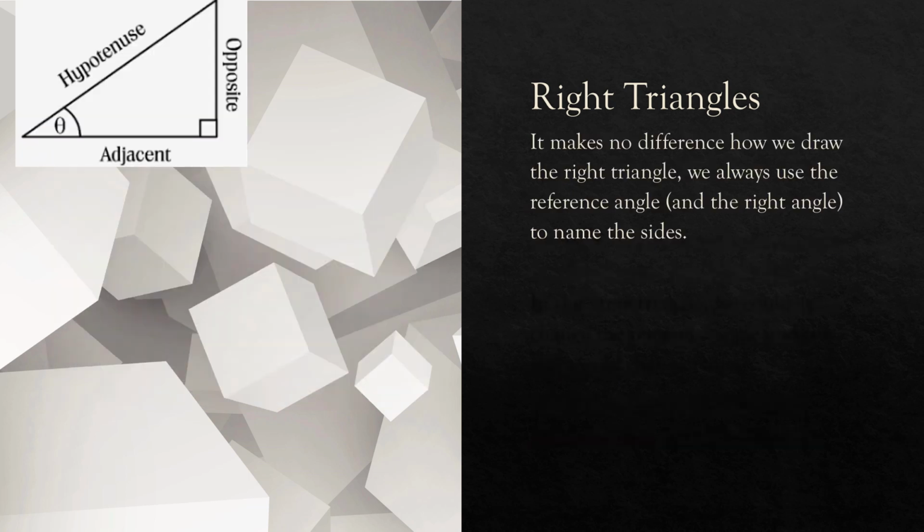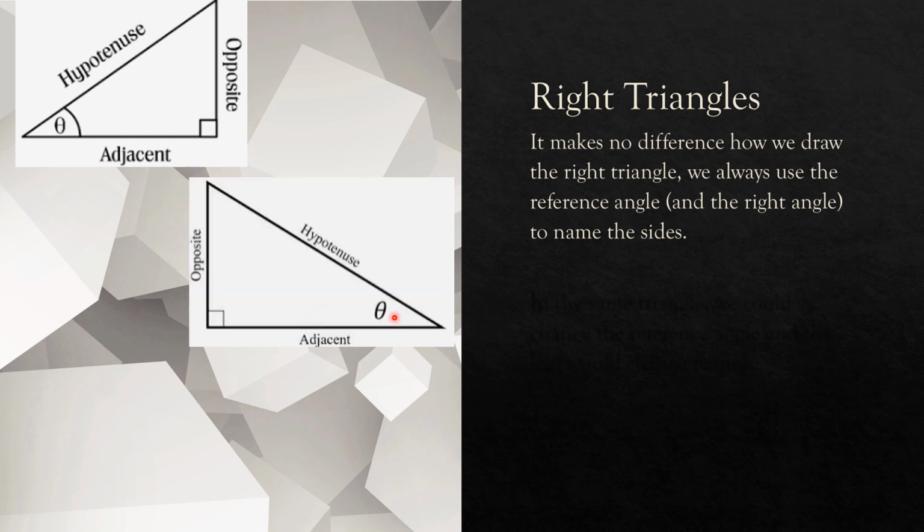It makes no difference how we draw the right triangle. Here's the one that we just had, but we can draw it in a different direction, and we would still have the leg opposite of the reference angle as the opposite leg, and the leg next to the reference angle as the adjacent, and the hypotenuse is always opposite the right angle.